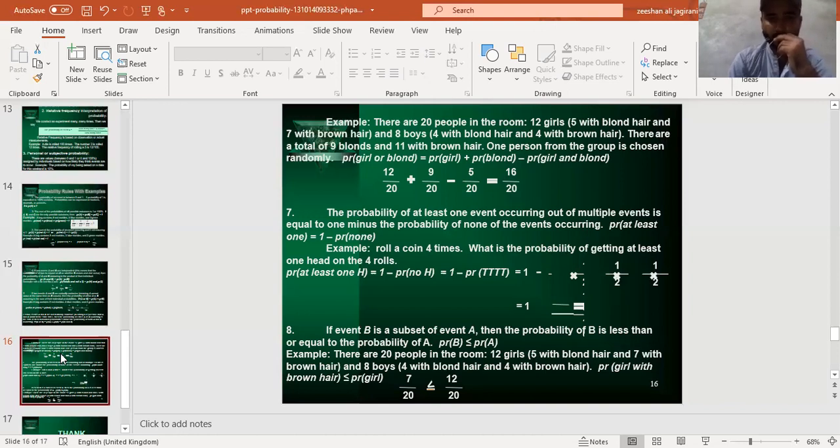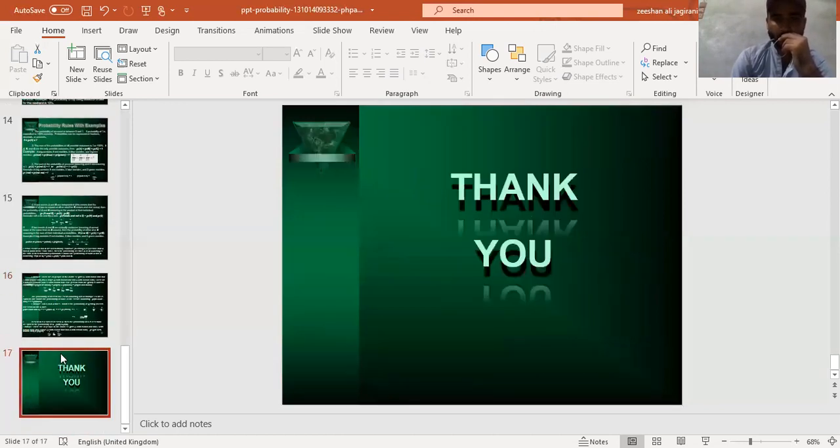And number eight, if event B is a subset of event A, then the probability of B is less than or equal to the probability of A. Like P(B) is less than or equal to P(A). Example: there are 20 people in the room, 12 girls, 5 with blonde and 7 with brown hair, and the boys are 4 with blonde hair and 4 with brown hair. P(girl with brown hair) is less than or equal to P(girl), like 7 divided by 20 is less than 12 divided by 20. Thank you so much.